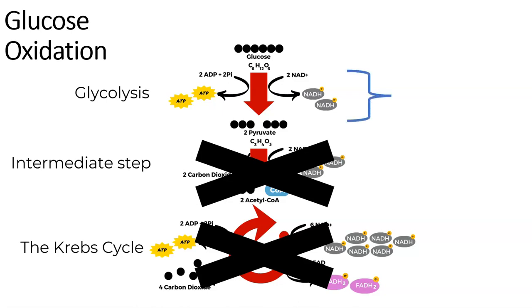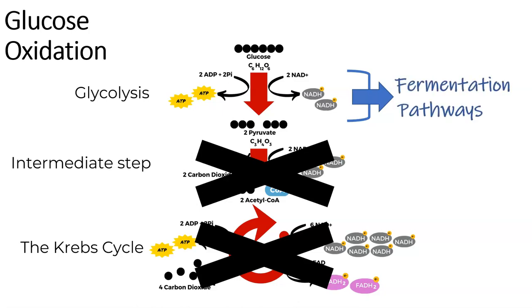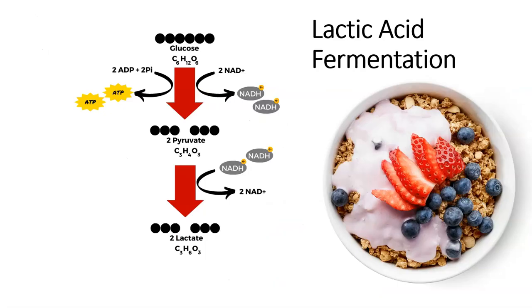So you have a little bit of NADH that is produced in glycolysis, and that NADH is used in our fermentation pathways. Those electrons are dumped in the fermentation pathways. Again, the purpose of fermentation is to regenerate NAD. So let's just look at a couple of examples of fermentation.